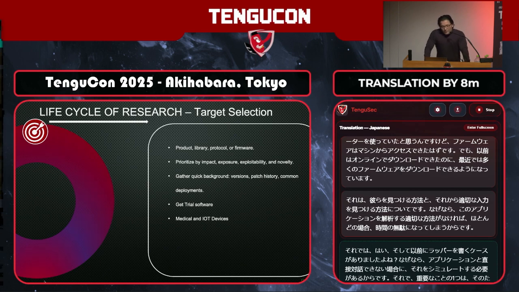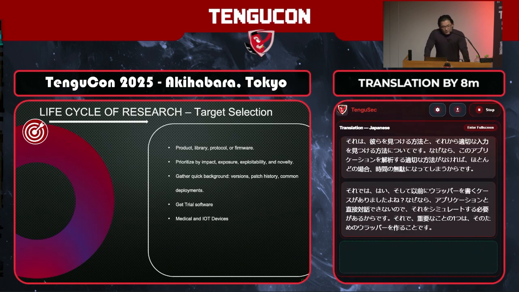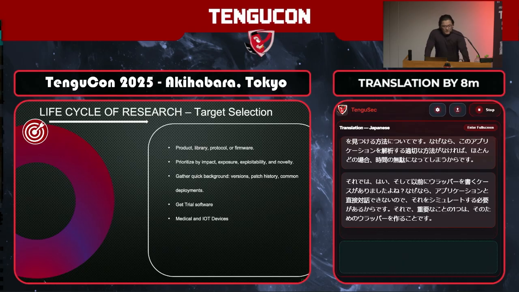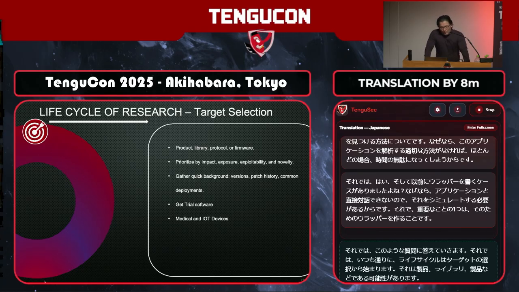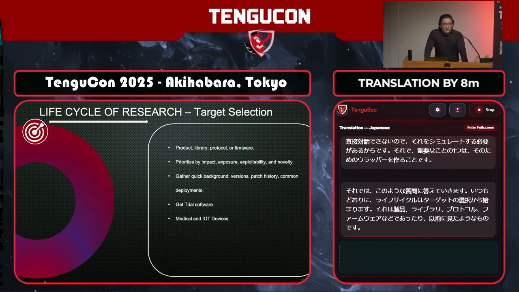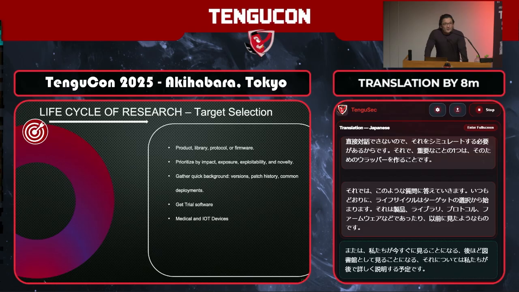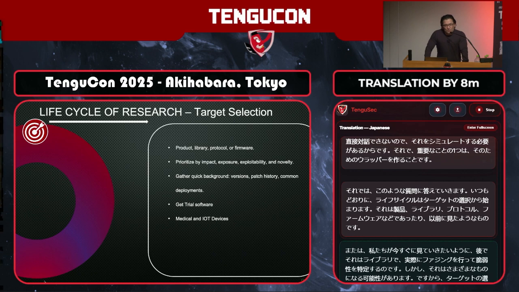So as usual, the lifecycle starts with the target selection. It could be your products, libraries, protocols, firmware, like we've seen before, or, like we're going to look at later, a library which we're going to actually fuzz and identify the vulnerability. But it could be a lot of things. So the target selection could be from a trial version of the application, open source applications, or black box, because not everything you have got access to the source code.